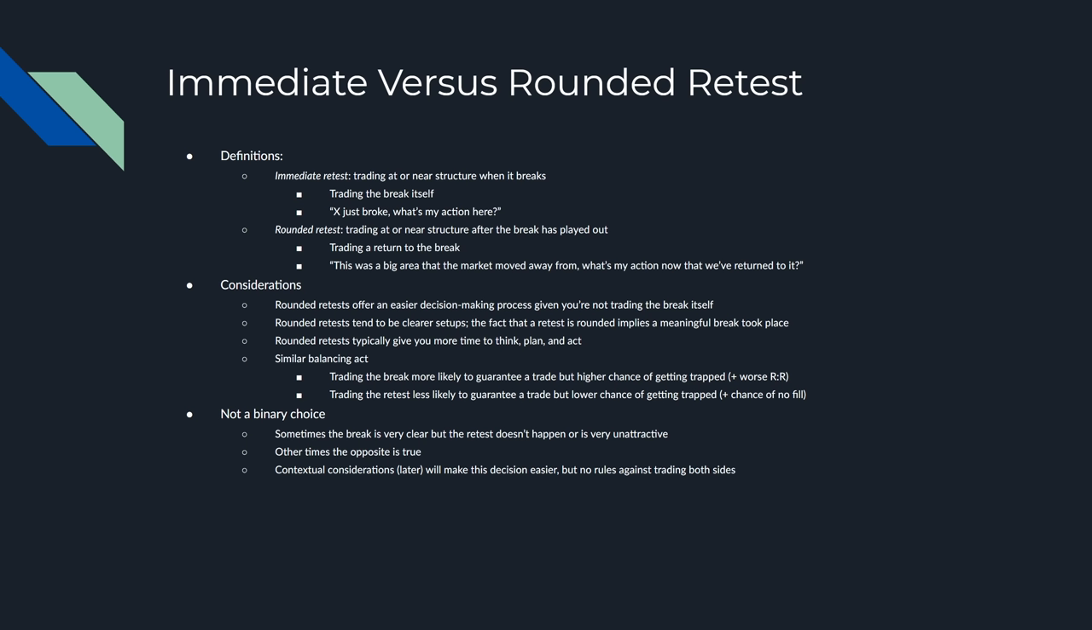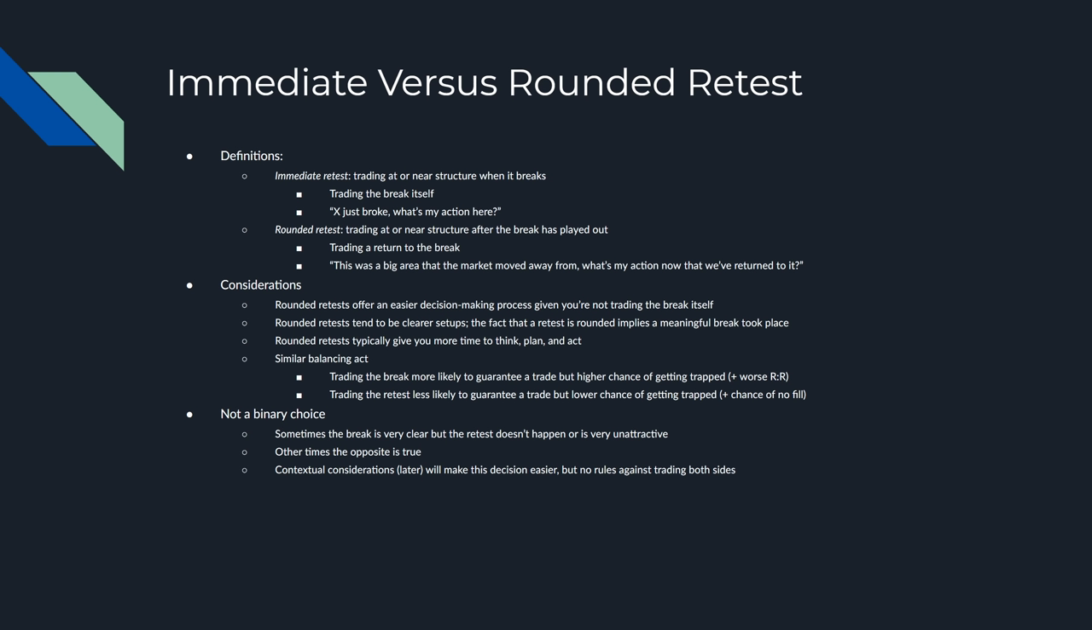Now again, we're working a bit with definitions, but not all retests are made equal, right? So just some definitions. I think the two categories which are useful for us to understand are immediate retests and rounded retests. Now, as the name suggests, the immediate retest is when you trade at or near structure when it breaks, right? So at the time of the breakout or the breakdown. As the bullet point says, you're trading the break itself. If you're having that conversation in your head, it's X, whatever it is, moving average, level, market structure, just broke. What's my action here, right?